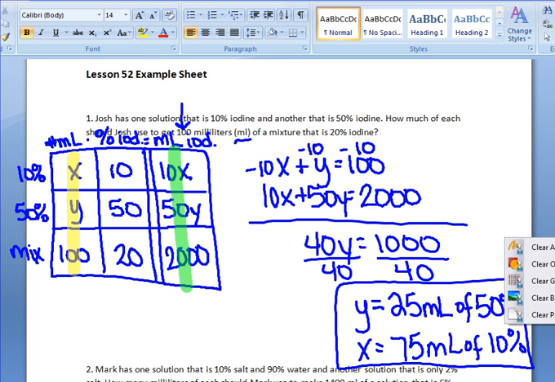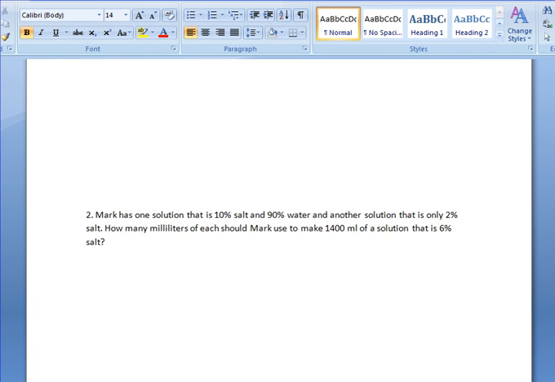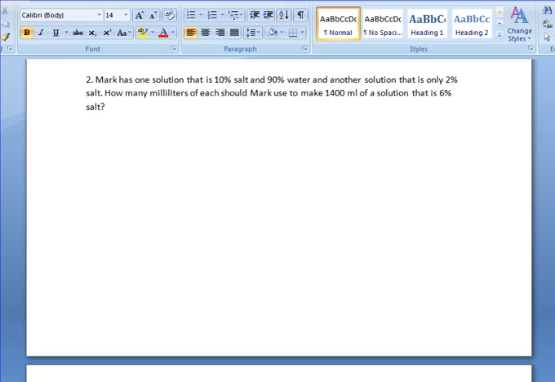All right, let's look at a second example. Example 2. Mark has one solution that is 10% salt and 90% water, and another solution that is only 2% salt. How many milliliters of each should Mark use to make 1,400 milliliters of a solution that is 6% salt? So the first thing we need to do is draw our chart and label our columns and rows.